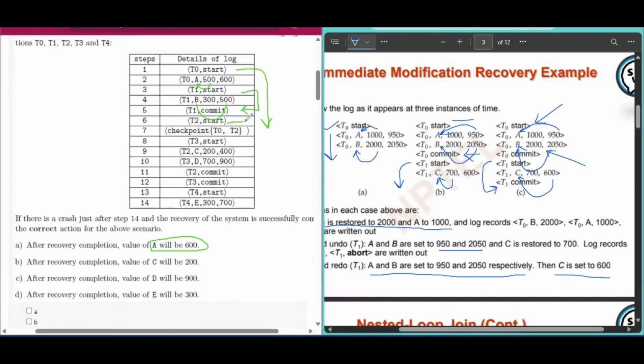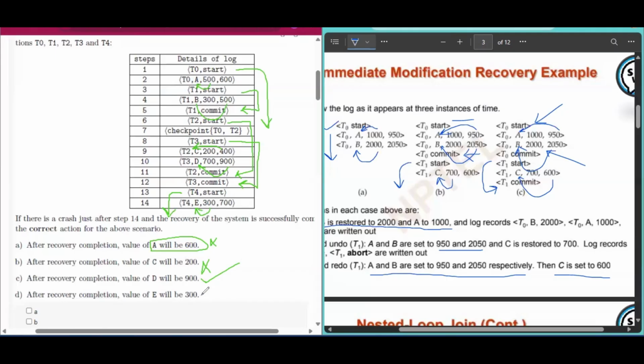Now T2 is also started and T2 is committed here, right? So that means 400 will be stored to C. If we find that C is 200, so that means it is also not true, right? So option A is not true, option B is not true. Then if we see that T3 is also started here and T3 is committed, right? So that means 900 value will be stored to D. So option C is correct, that is D will be 900. Then here you can see that T4 is also started and it is still running. That means T4 is not ended here. So 300 value will be stored to E.